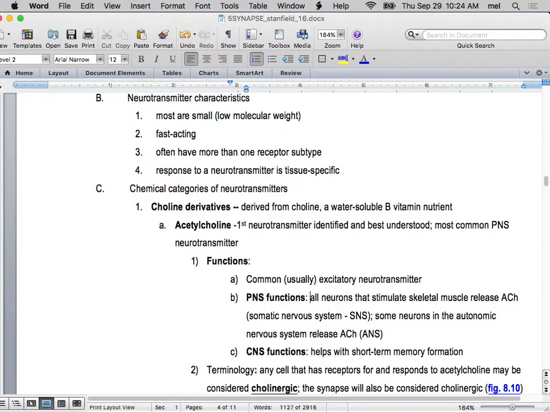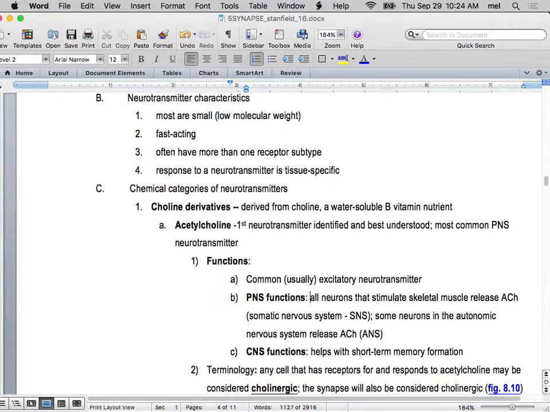Does that sound familiar to you? Somatic nervous system is skeletal muscle, controlling skeletal muscle. And then the autonomic nervous system, which is controlling cardiac muscle, smooth muscle, and glands. Half of the autonomic nervous system uses acetylcholine as well. So really ubiquitous in controlling muscular and glandular activity.